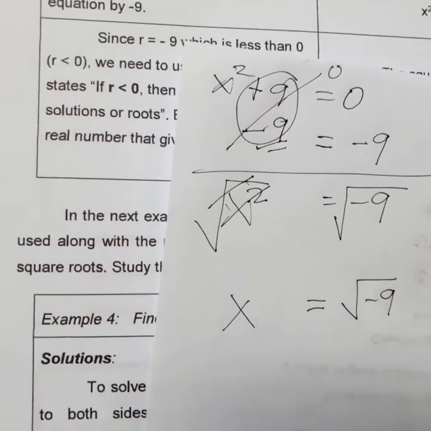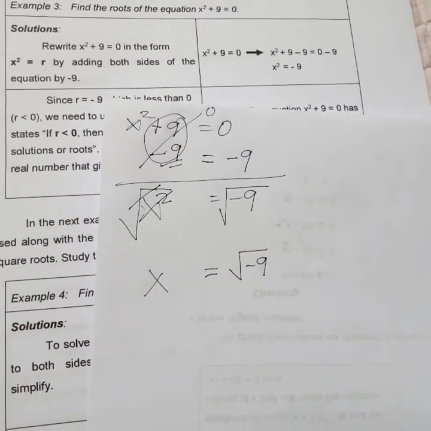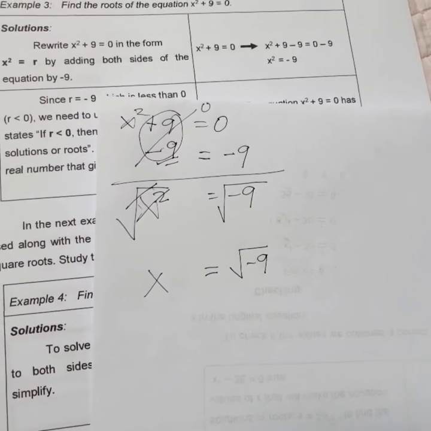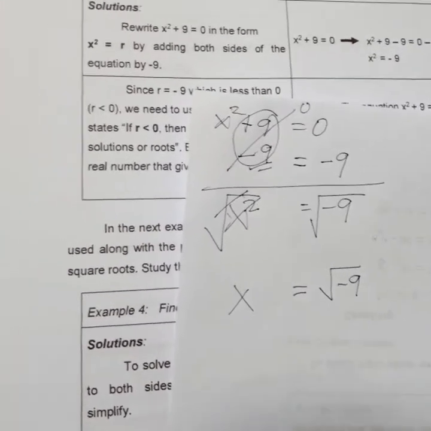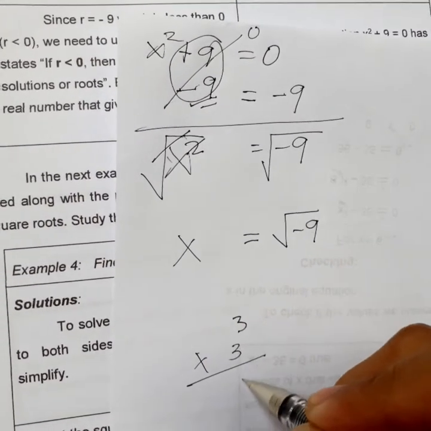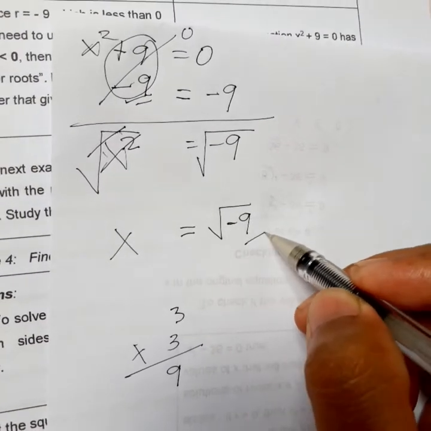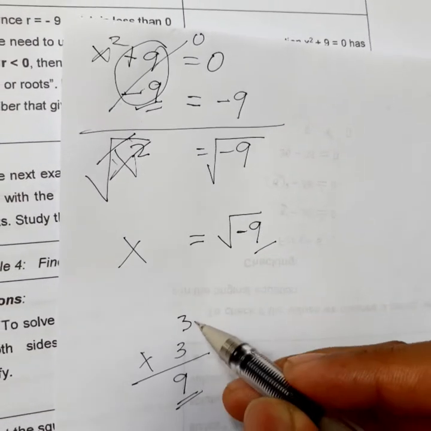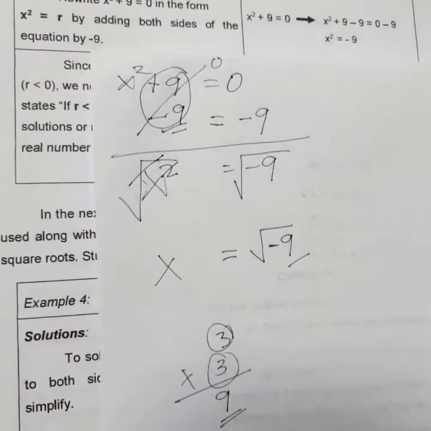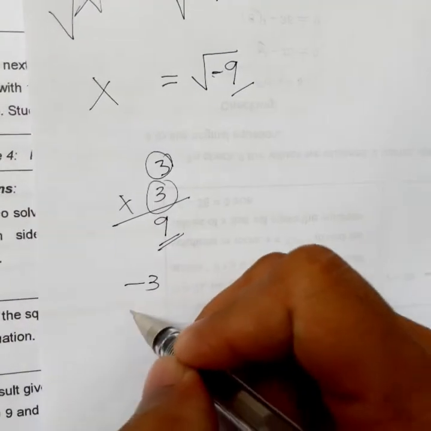Which two identical numbers, two same numbers, when you multiply them, give the answer negative 9? We know that 3 times 3 is 9. We are looking for negative 9, so 3 and 3 is not possible. Next, how about negative 3 and negative 3?